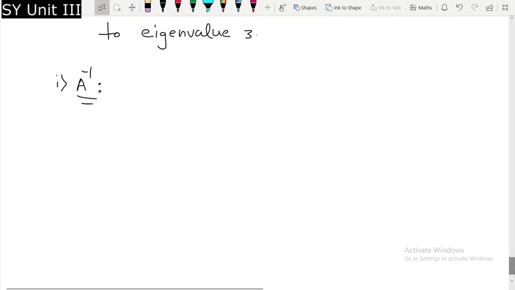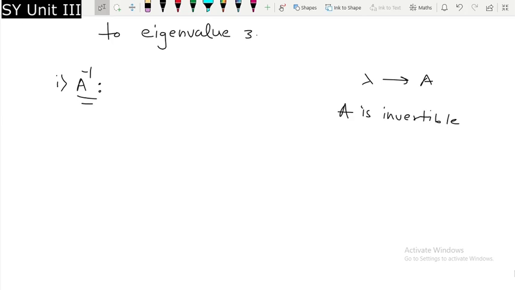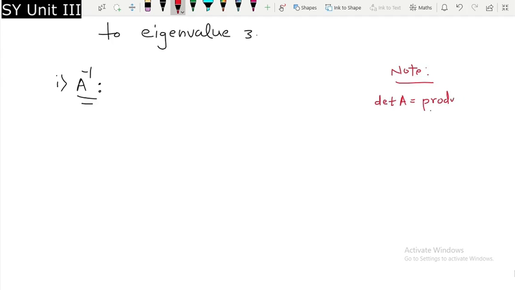Now see, we have seen one result. If lambda is the eigenvalue of A, and suppose A is invertible, this is important, then 1 upon lambda is the eigenvalue of A inverse. So this trick can be used. Over here, A is invertible, one can easily see. Why? Because there is one property that I think I have not told you yet, so I will write it here. Just note, determinant of A is always equal to the product of eigenvalues. This is very much important.